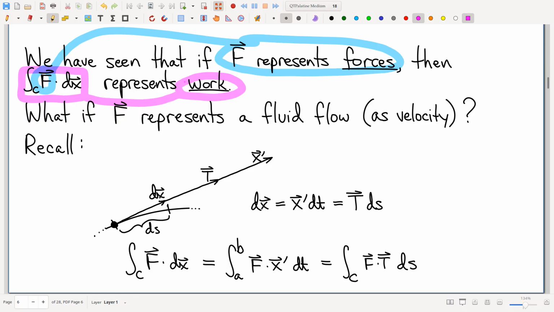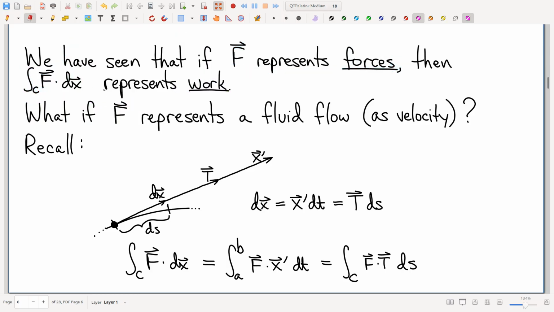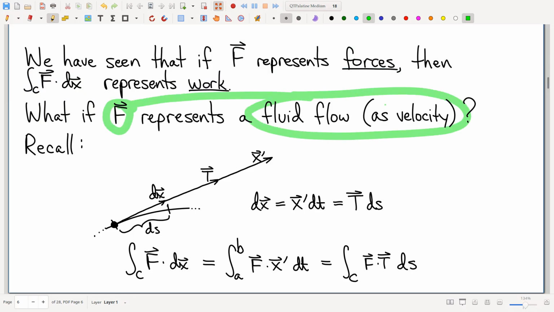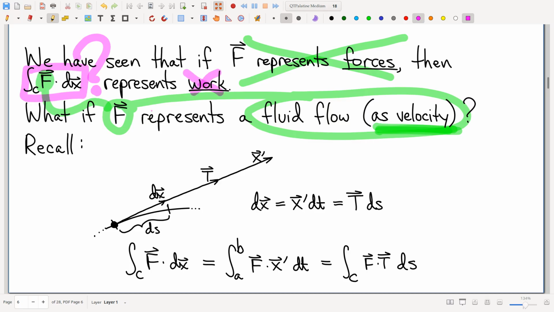I'll remind you, though, we have another very common interpretation of vector fields. What if F represents the velocity of the flow of a fluid? That's not a force. Not a force at all. If that's what F is, then, okay, well, now what does that represent? It's not going to be work. The vector field's not representing force anymore. So what is it? Right, a very reasonable question.